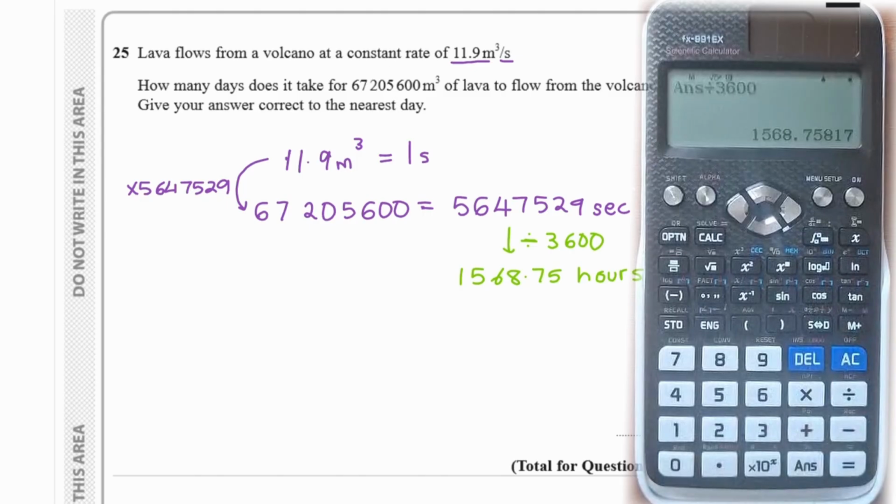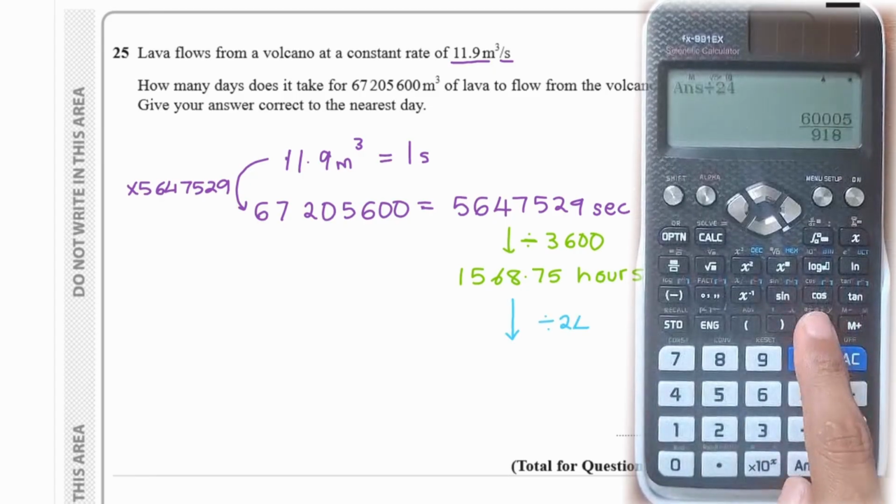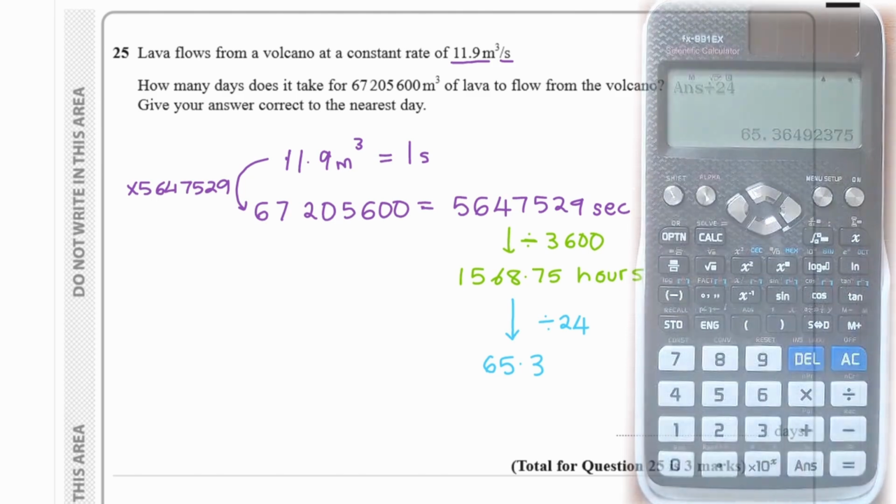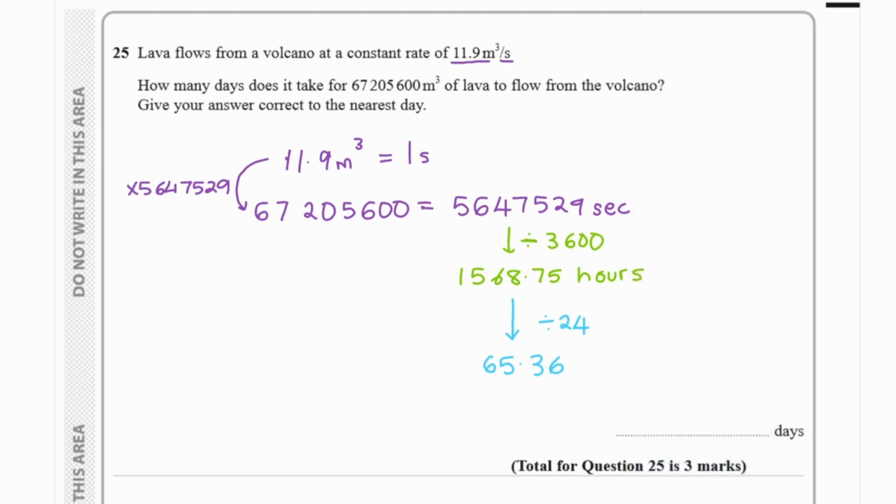We now know that 1 day has 24 hours. Therefore, in order to find how many days these many hours would be, we would divide this number by 24, and that would give us 65.36 days. And because the question is asking for the answer to the nearest day, we will just give the answer as 65 days.